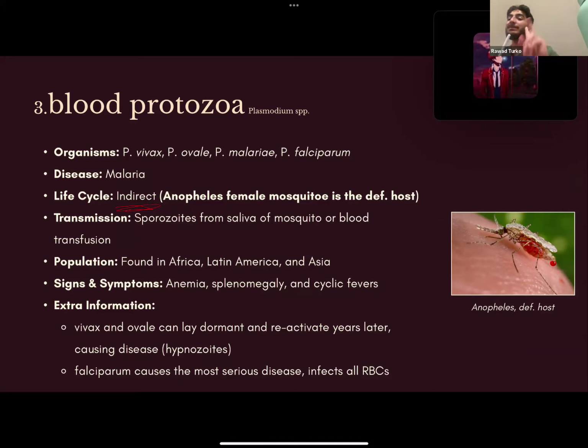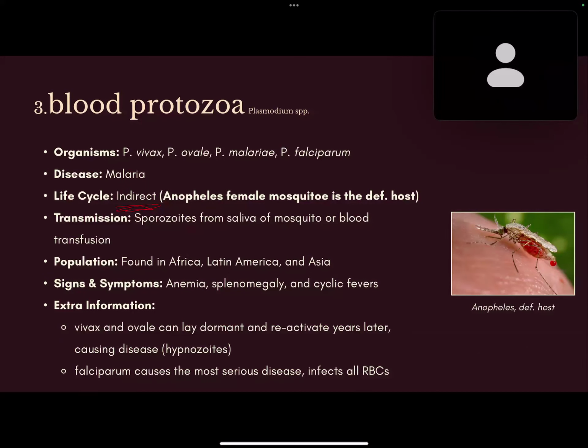Signs and symptoms, this is important: anemia, splenomegaly, and cyclic fevers. What does a cyclic fever mean? Somebody tell me. Fever that comes and goes, and it's cyclic. So it's basically every 3 days you would get a fever. Every 4 days you would get a spike in your body temperature. In third year, you guys will learn more about why this happens. Actually, I guess in this block you'll also learn about why this happens.